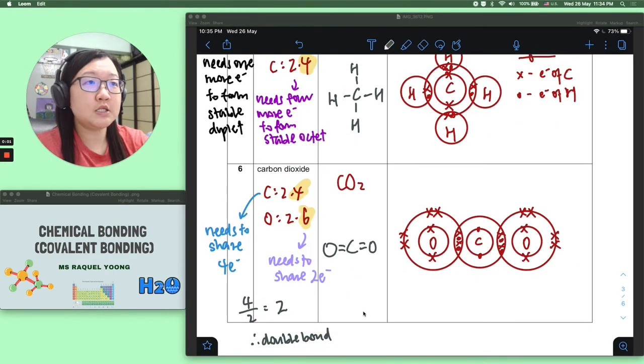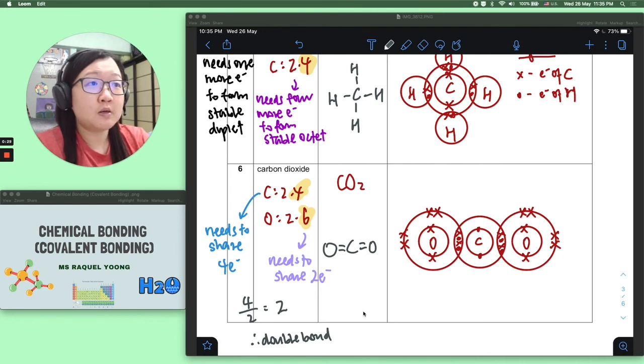Okay, finally, let's look at carbon dioxide. So carbon dioxide, we are also very familiar that it's CO2. And even if you happen to forget that it's CO2, you can figure it out yourself because it's carbon dioxide, right? So D, think of the word double. Double means 2. So carbon dioxide means CO2.